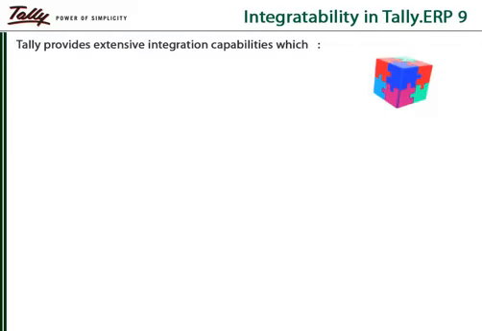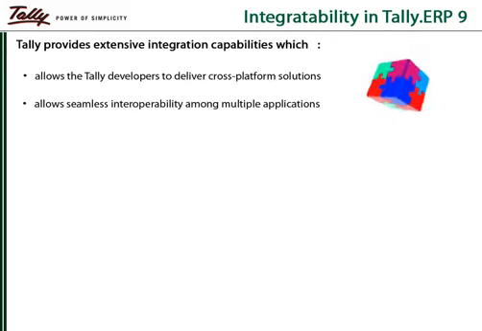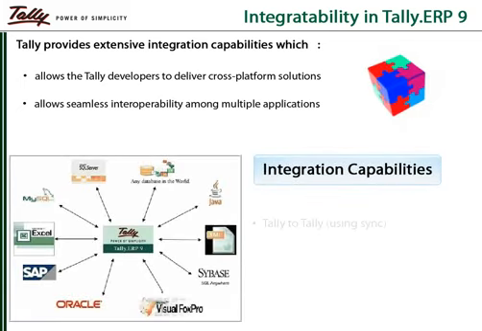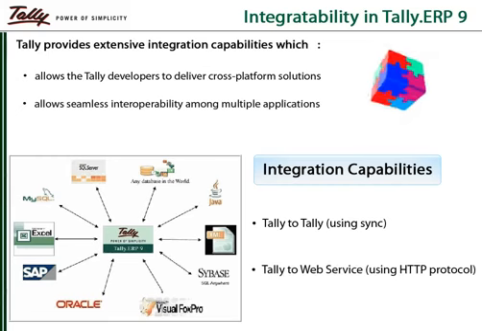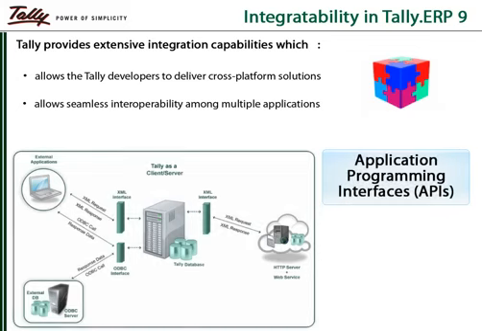Tally.ERP 9 is endowed with extensive integration capabilities in online as well as offline mode. The integration can be Tally to Tally, Tally to Web, or Tally to any other application or database. The various APIs used for integration are XML, ODBC, and DLL. Tally can behave both as a client and as a server depending on the situation.